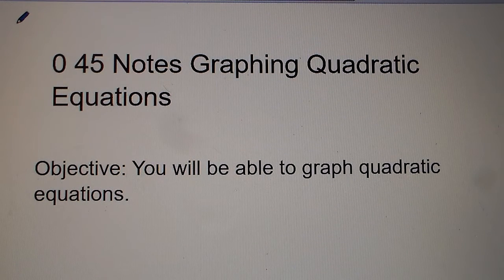Alright, this is 045 notes, graphing quadratic equations. Objectives: you'll be able to graph quadratic equations. But before we graph, we actually got to do some work beforehand.